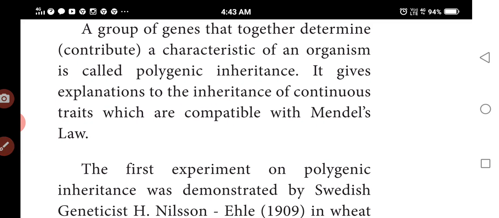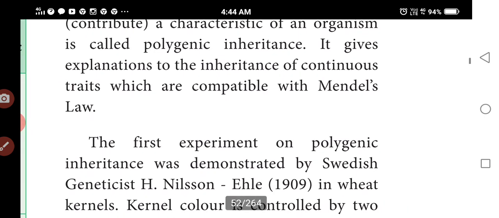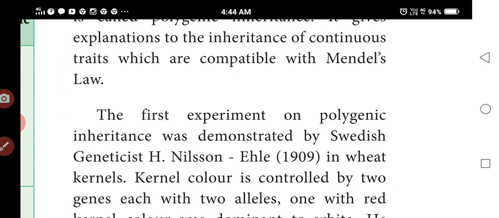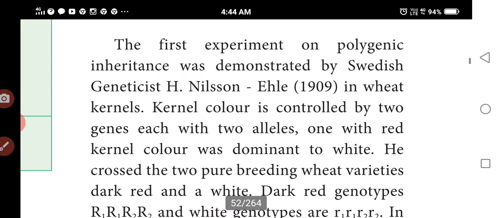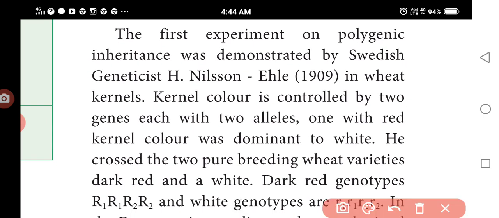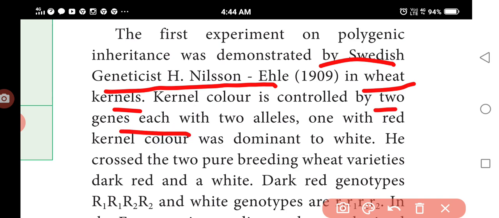Do you know this kind? Discontinuous variation, continuous variation. There are the continuous traits in Mendel's law. The first experiment of polygenic inheritance was demonstrated by the Swedish geneticist Nilsson-Ehle in wheat plants. He demonstrated that the wheat kernel color is controlled by two genes, and red color is dominant to white. White is recessive and red is dominant.